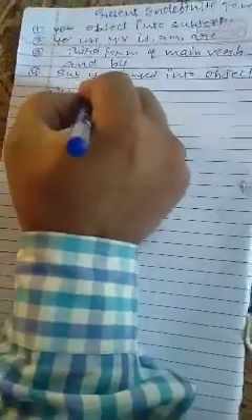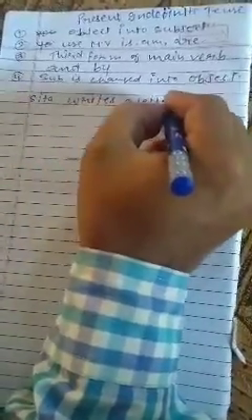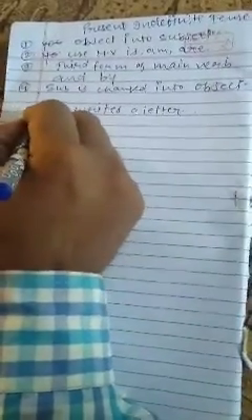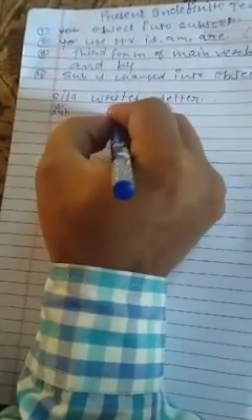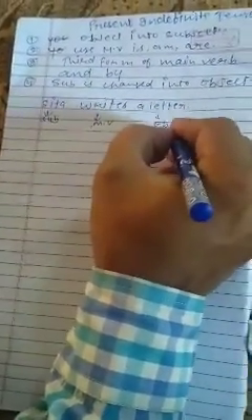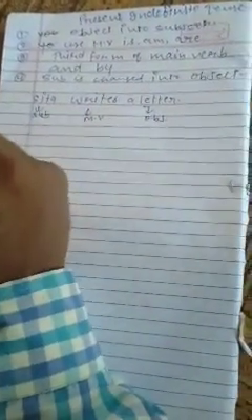For example, Sita writes a letter. This sentence is in active voice. In this sentence, Sita is the subject, writes is the main verb, and a letter is the object of the sentence. You have to follow the rules step by step. If you follow the rules step by step, there will be no mistake and your passive voice will be accurate. First of all, the first rule is object is changed into subject.